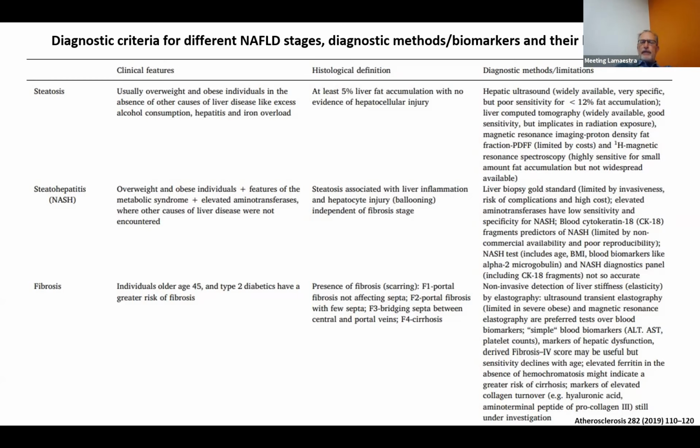Another thing I'd like to have as a take-home message is that we should not be measuring ferritins in our patients. Ferritin is like a sedrate or C-reactive protein. It's an acute phase reactant.